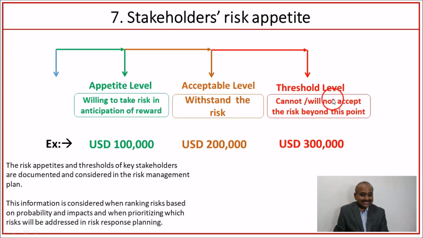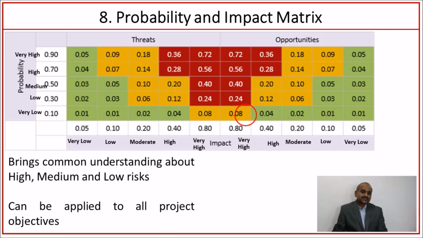These thresholds of key stakeholders are documented and considered in the risk management plan. This information is considered when ranking risks based on probability and impact, and when prioritizing which risks will be addressed in risk response planning. Now, the next one is guidance on the probability and impact matrix.